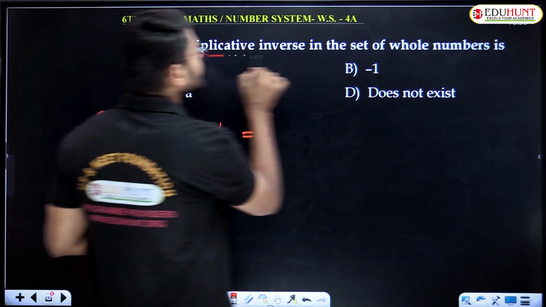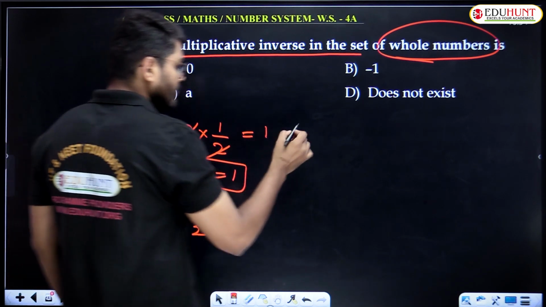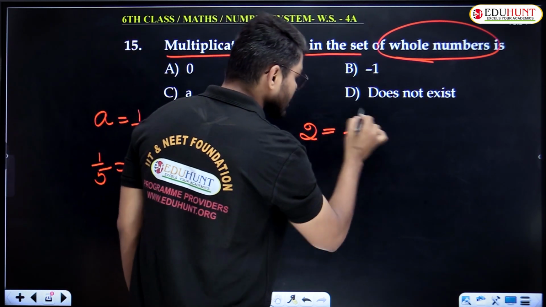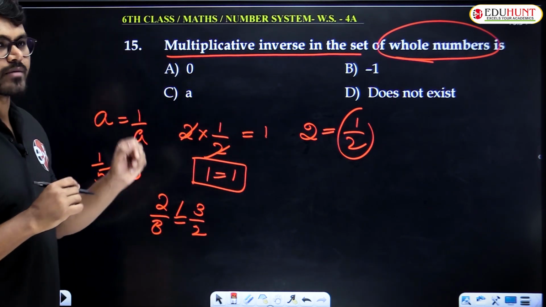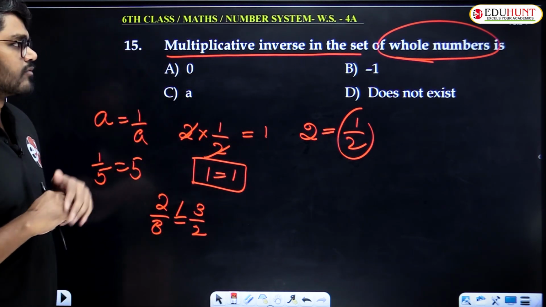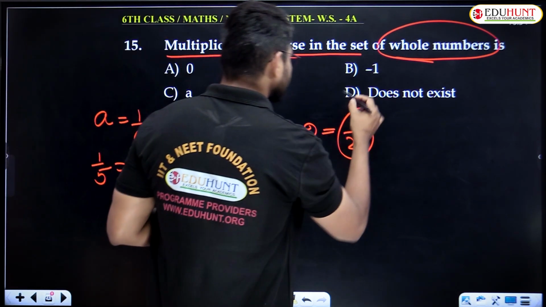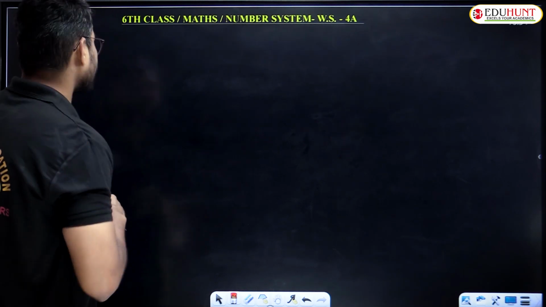Now multiplicative inverse in the set of whole numbers. For example, if I take 2, the multiplicative inverse of 2 is 1 by 2. Is there any number like 1 by 2, 1 by 3, 1 by 4 in whole numbers? No. That's why the answer for this question is does not exist. Okay students, let's move on to the next one.